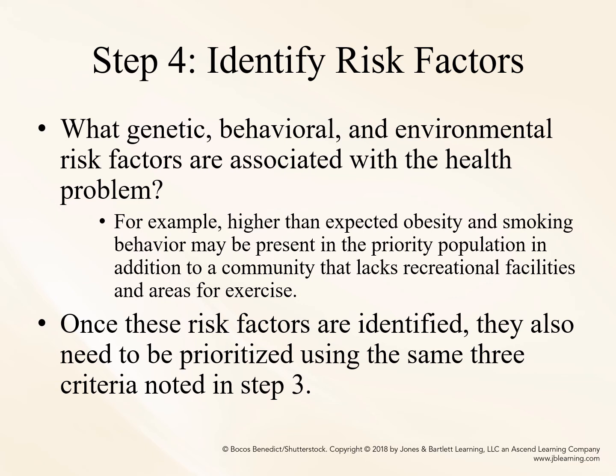Step 4 is to identify risk factors. What genetic, behavioral, and environmental risk factors are associated with the health problem? For example, higher than expected obesity and smoking behavior may be present in the priority population in addition to a community that lacks recreational facilities and areas for exercise. Once these risk factors are identified, they also need to be prioritized using the same 3 criteria noted in Step 3. In this step of the process, planners need to identify and prioritize the risk factors.